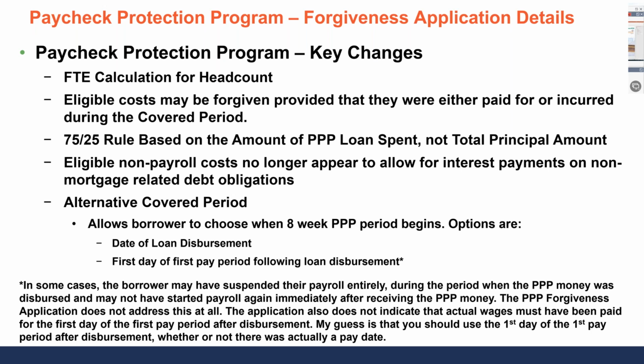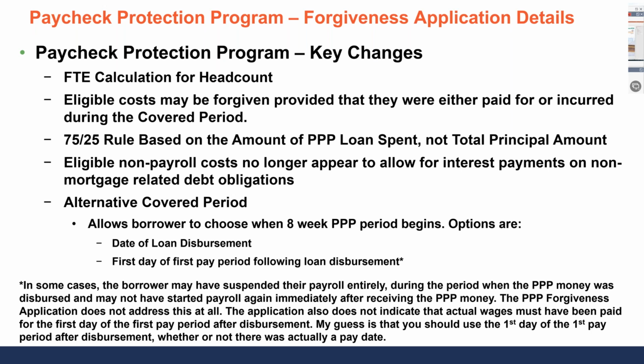But the 8-week or the alternative covered period allows you to decide to use the first day of the first pay period following loan disbursement for the purposes of all elements of the payroll costs associated with your PPP loan, and for the purposes of your headcount calculation, which is the FTE count, and also the wage reduction calculation. Those three things would become a function of your alternative covered period.